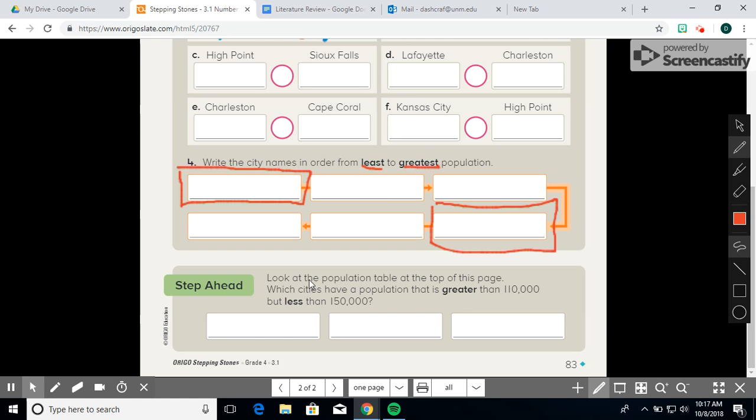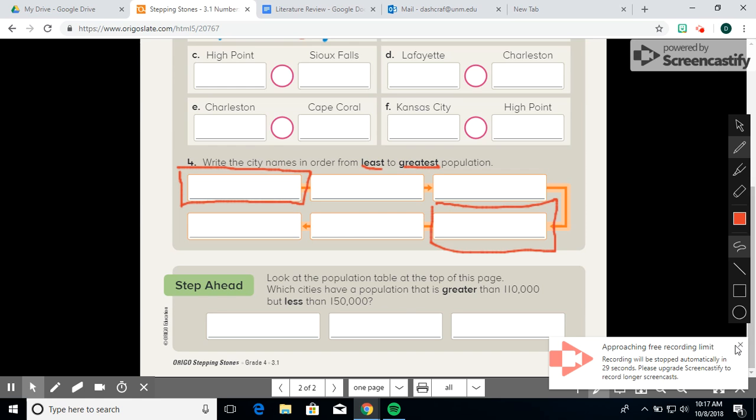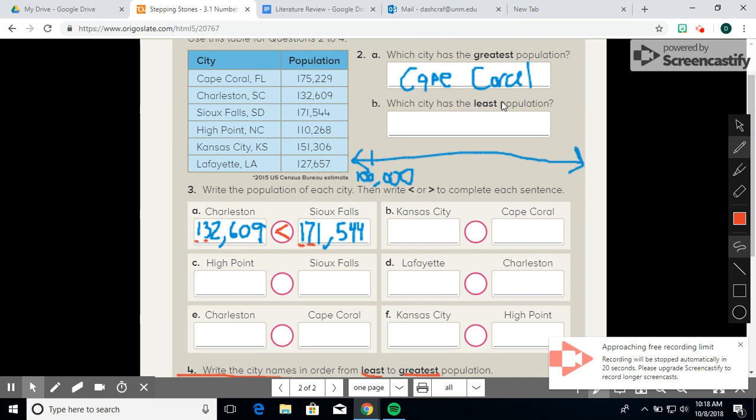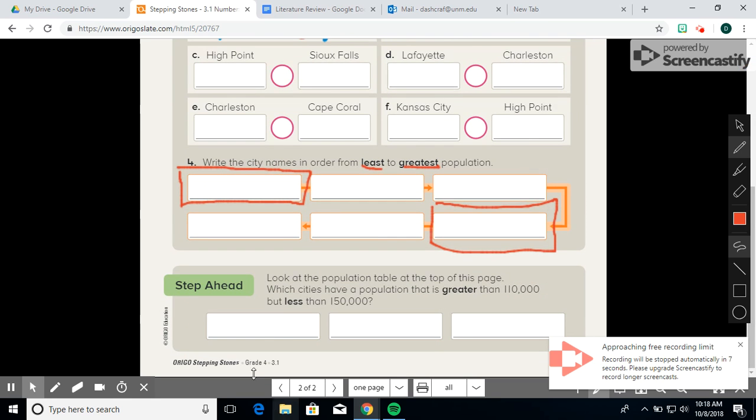Step ahead says, look at the population table at the top of this page. Which cities have a population greater than 110,000 but less than 150,000? So you're going to go back up here and look for greater than 110,000. Remember to look over into your 100,000s place, and less than 150,000. So this one's a little tricky. Okay, you're going to list the 3 that are greater than 110,000 and less than 150,000.